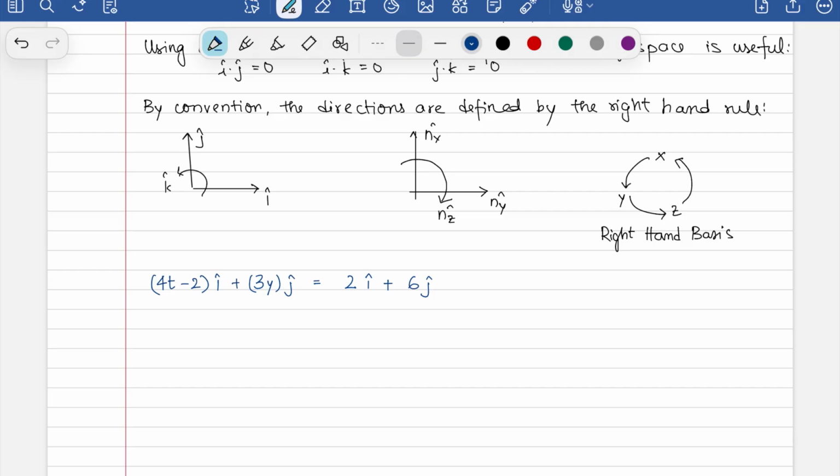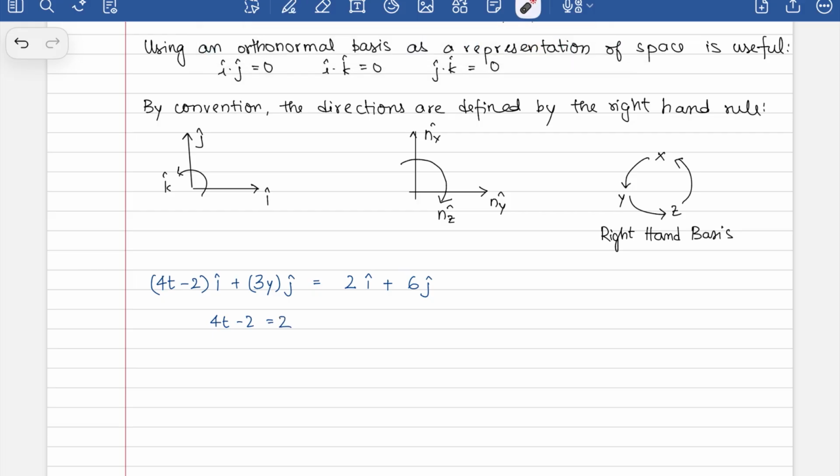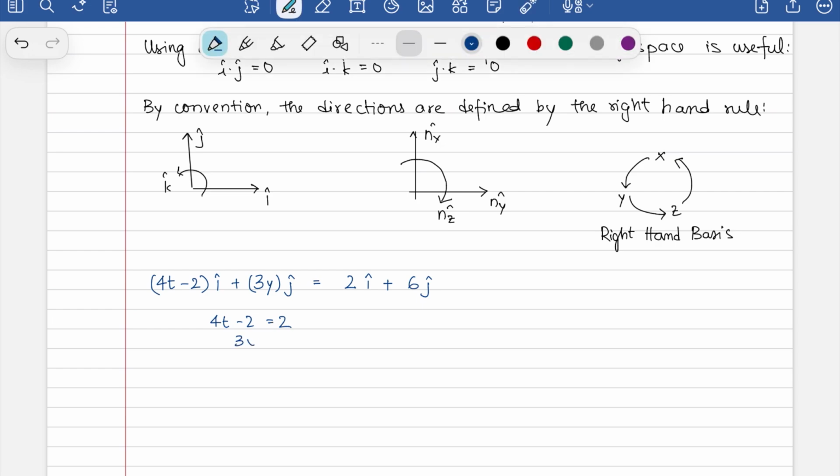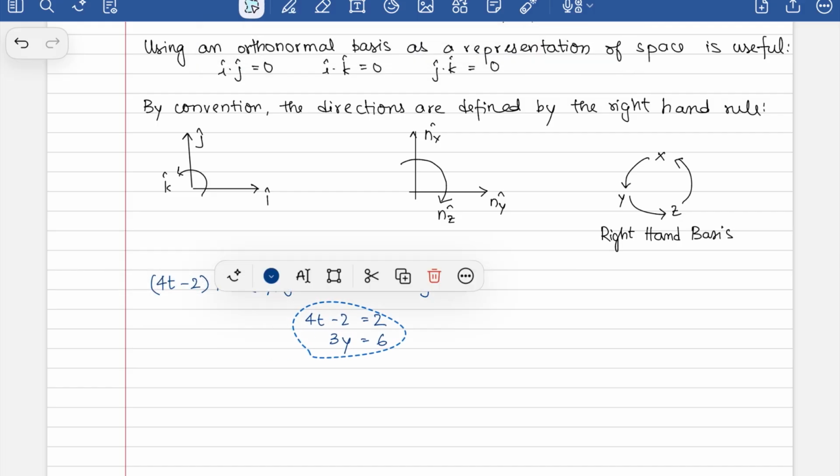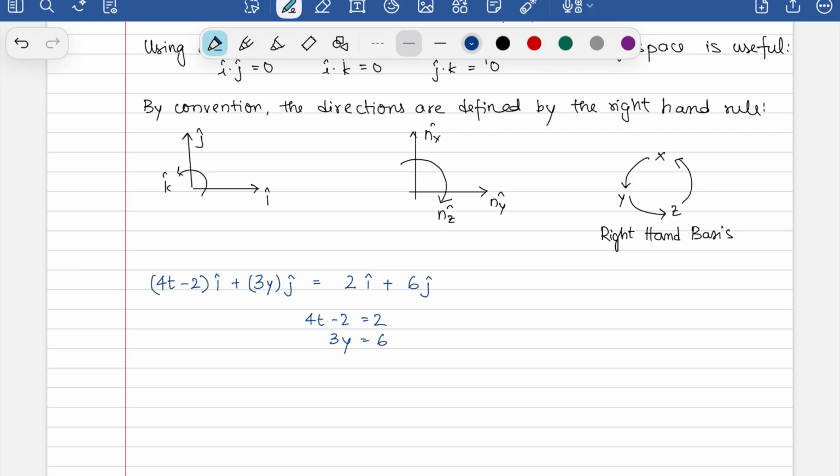I'm pretty sure you're all very familiar with having this written down as 4t minus 2 is equal to 2, because you're matching this with this, and then you're matching 3y with 6. My question is, what operation allows you to do this? Are you doing anything special, or is it something that we've done already in this discussion so far?